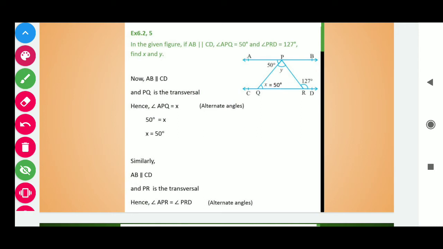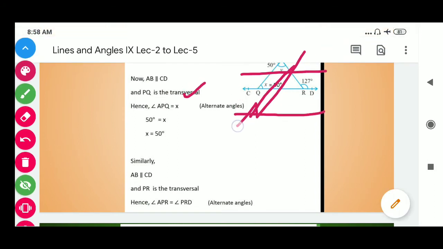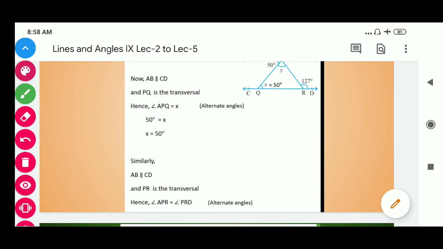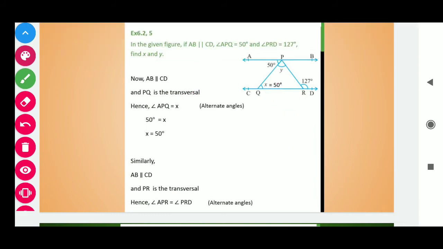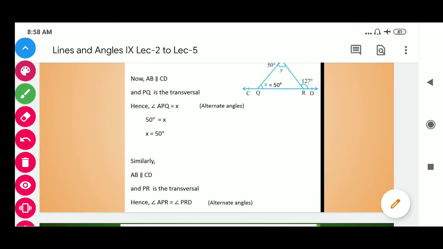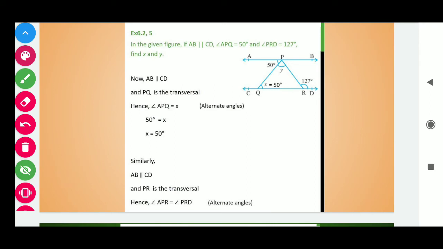So students, for the same, let's start. AB is parallel to CD and here you can see that PQ is transversal. And we know that if two lines are parallel and there is a transversal, then you can see here that 50 degree, this one angle, here you can see that angle APQ is equal to PQR because these angles are alternate angles, alternate interior angles.